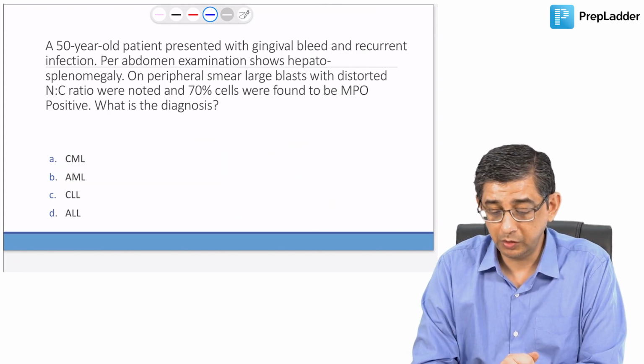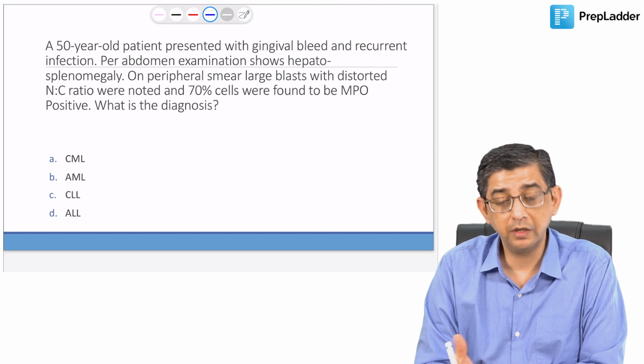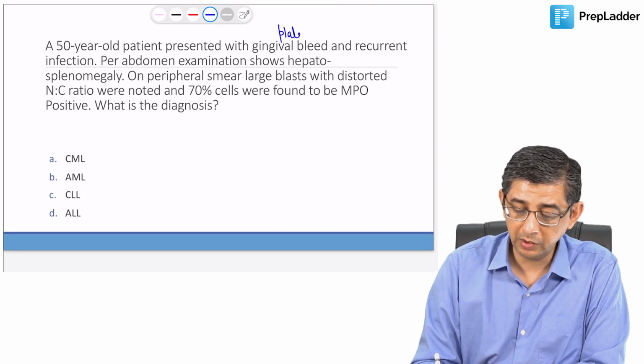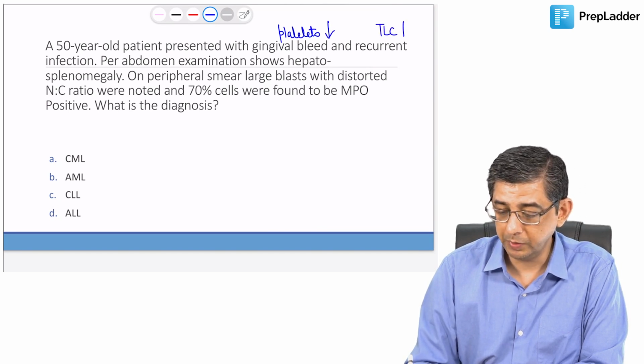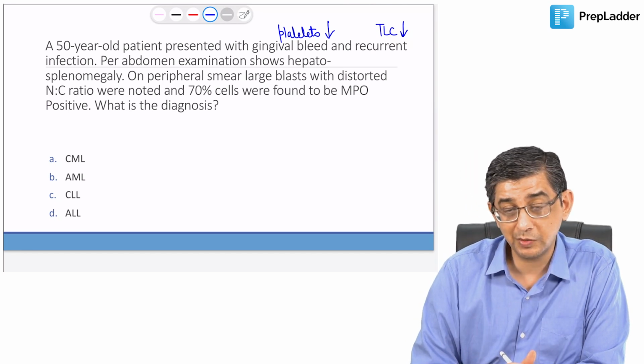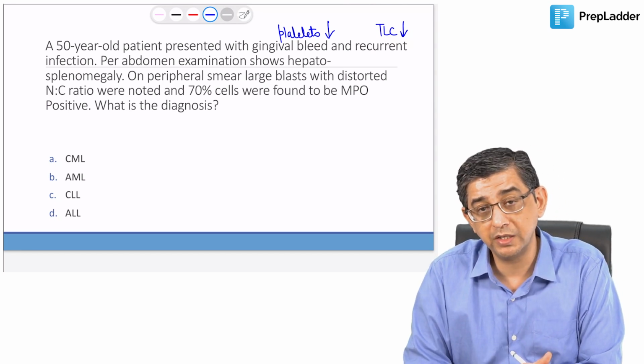The next question talks about a person with gingival bleeding and recurrent infection. That talks about possibility of platelets being hampered in the person, right? And at the same time, the TLC of the person could be lower. Per abdomen shows a hepatosplenomegaly. So what are we suspecting? We're thinking in terms of a blood cancer.